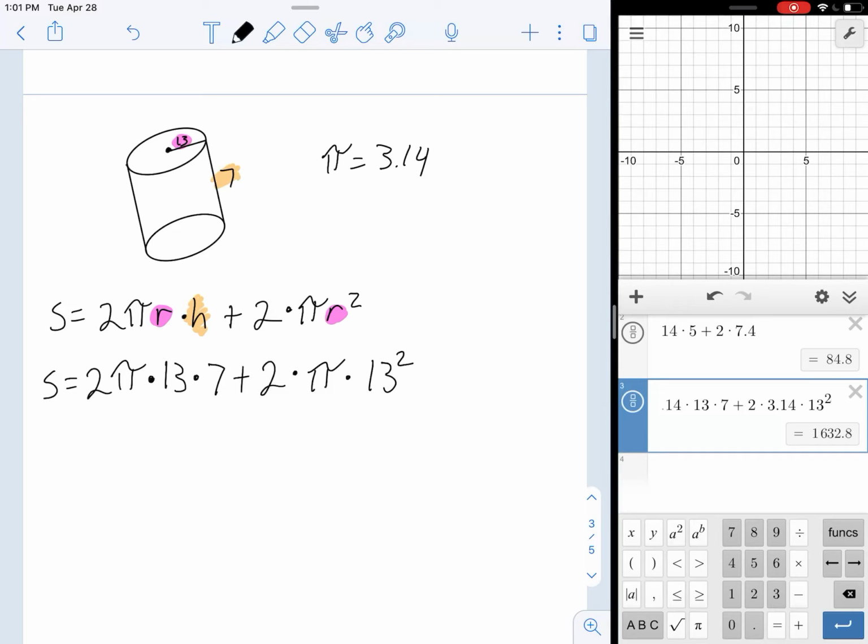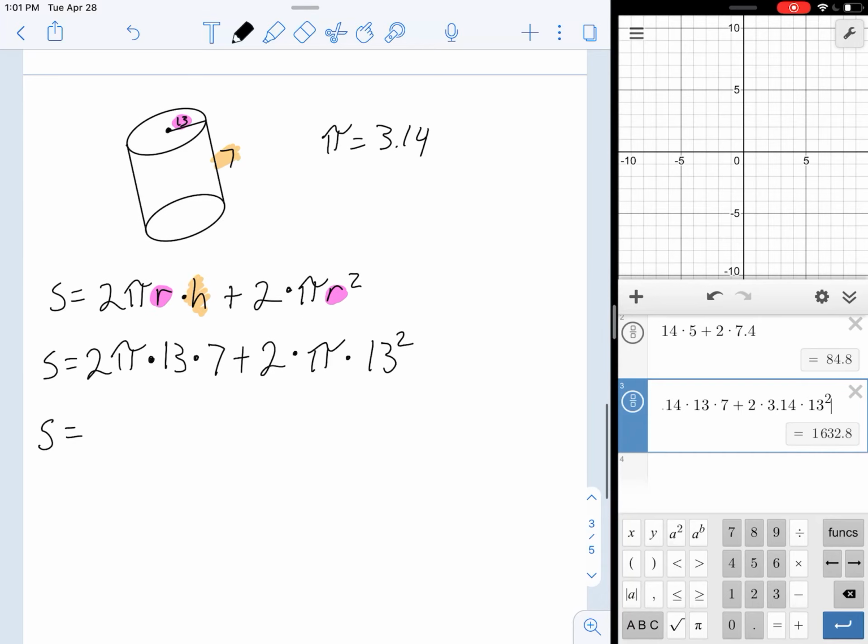Now I get this really big number. Yes, that's okay if you get a really big number. We will deal with a lot of those. Okay, but I also have a decimal. Give me that one decimal place, round it correctly if you need to. If your calculator gives you more decimals, make sure you're rounding correctly. Mine is 1,632.8 units squared of area.